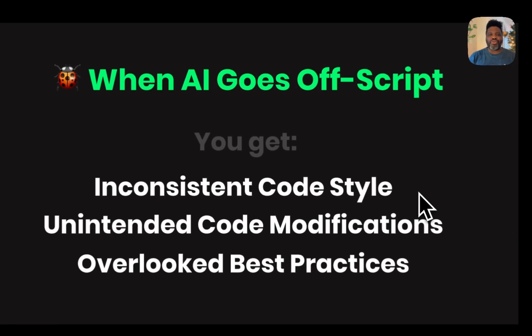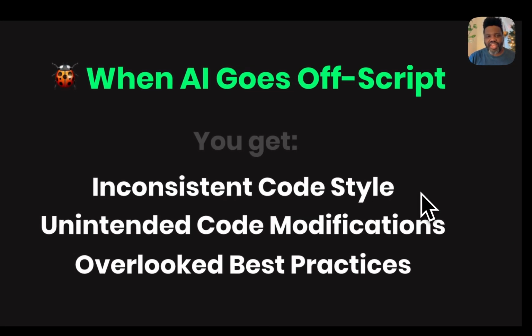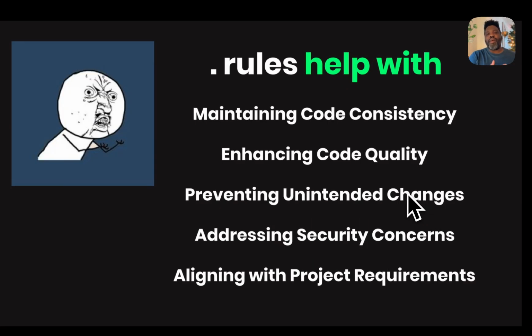What happens when your AI goes off script? You get inconsistent code style, you get unintended code modification, and oftentimes you will overlook the best practices. So the rules will help you not only maintain code consistency, but also enhance code quality, prevent unintended changes, address security concerns, and align with project requirements. Because when it's generating the code, if it's not aware of some of the edge cases that you want to cover, it might not handle some of the security risks or concerns that you want to prevent. And that also applies to performance. You can use rules to make sure that the generated code follows certain performance best practices.